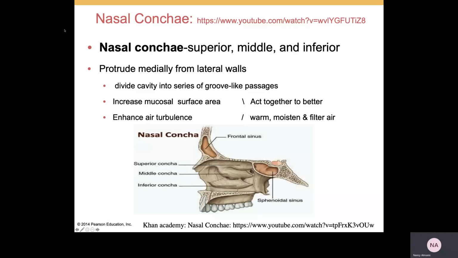One, they are going to provide increased surface area for the mucous membrane, which means that more particles will be trapped from the air that you breathe in. And it also provides more ability to warm that air before it actually hits the rest of the respiratory tract. And it's going to do that because when the air hits those wave-like or groove-like passages, you're going to have more air turbulence. So the nasal conchae actually act together to help warm, moisten, and filter air pretty efficiently.